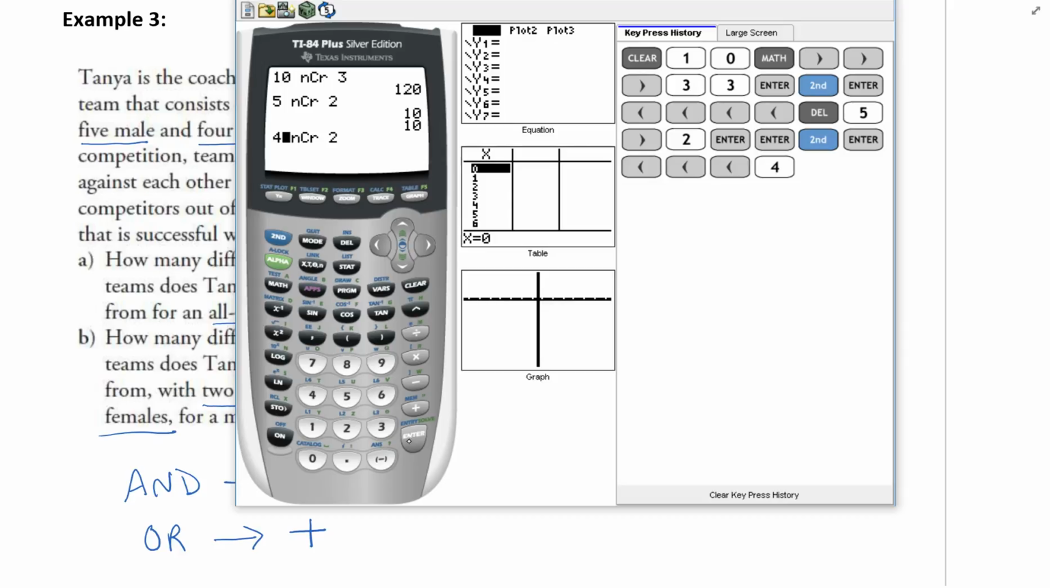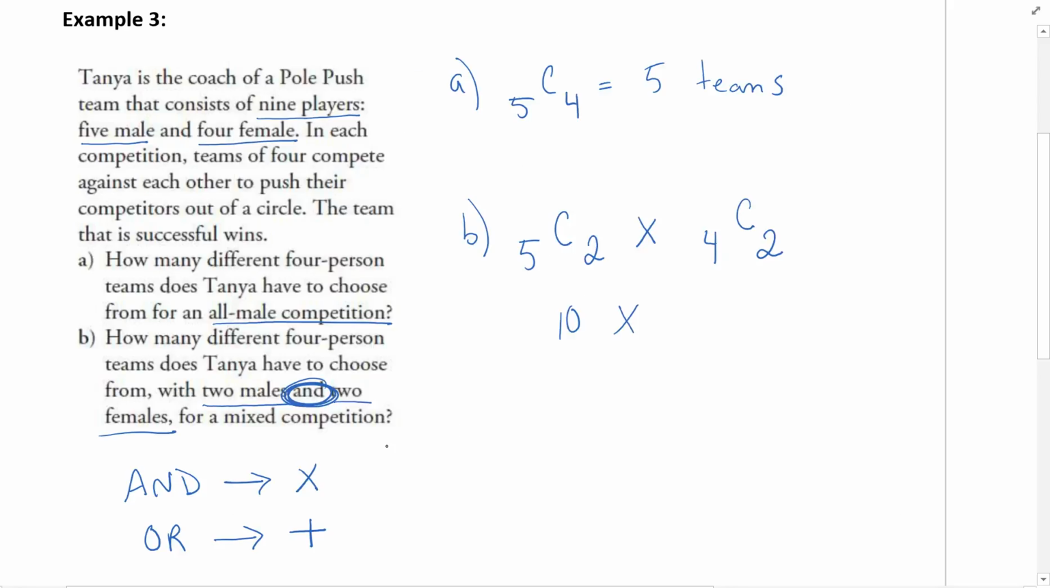4 choose 2, and that's 6. And 10 times 6 would give me 60 teams, or give Tanya 60 teams. So how could I tell the difference between A and B? Well, A, we're just talking about one option, where B, that "and," 2 males and 2 females, told me that I had to do it twice, once for the males, once for the females, and to get the completed number, I needed to multiply because of that "and."